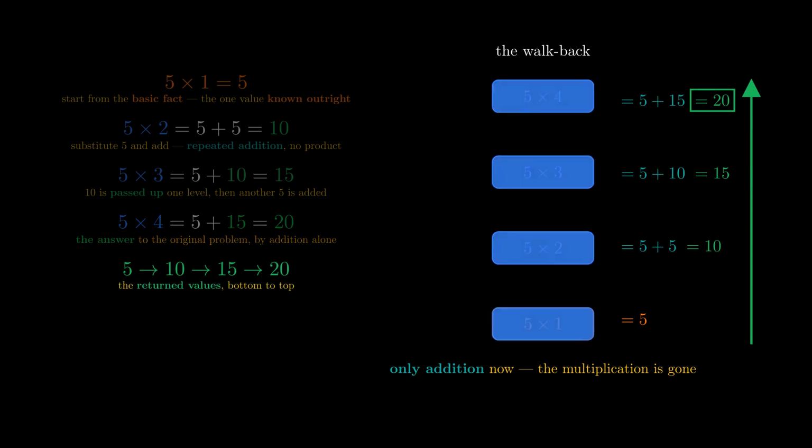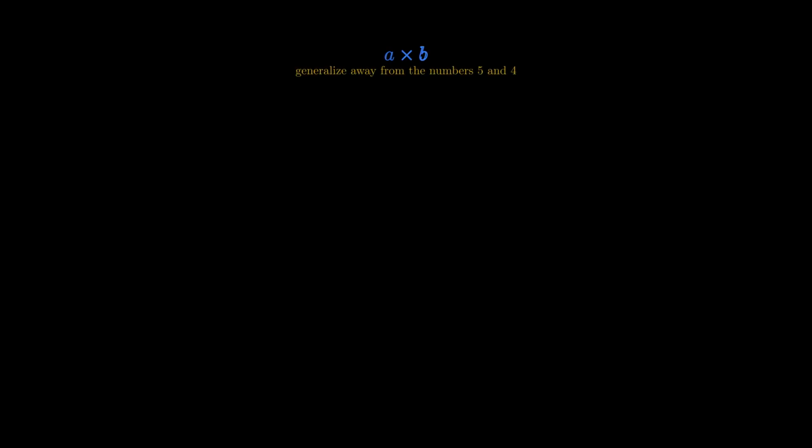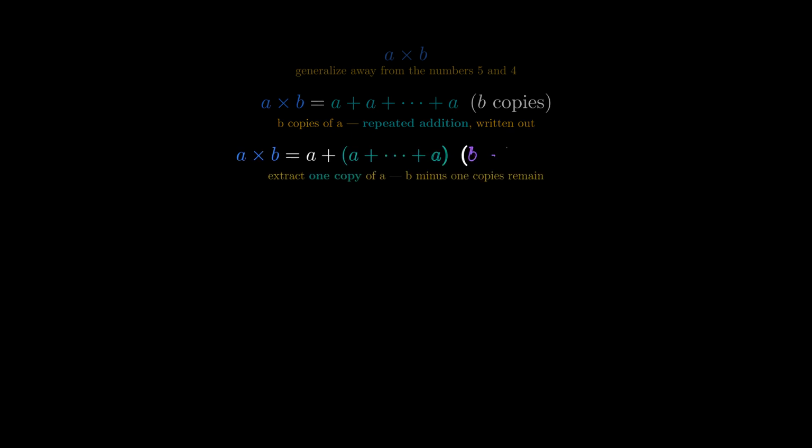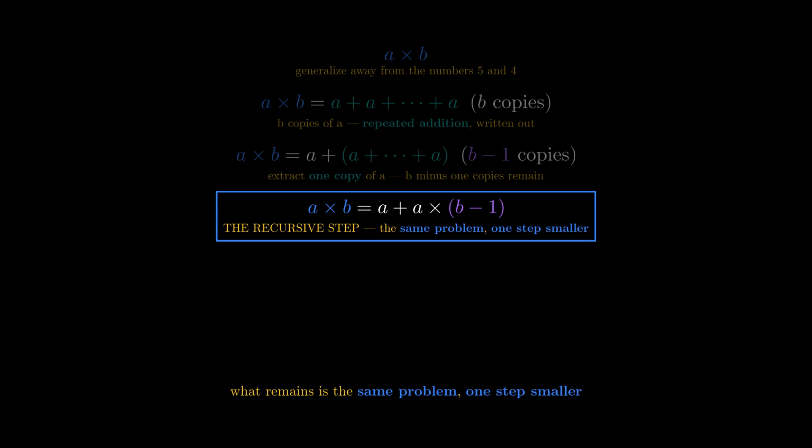At every level, we solved a very similar problem, just slightly changed, multiplying 5 by 1 less than the level above. Generalize from 5 and 4 to any A and B. The product A times B means the sum of B copies of A, written out as one long chain of additions. Extract one copy of A exactly as we extracted a 5, and what remains is the sum of B minus 1 copies of A, which is our original problem again, multiplying A by the quantity B minus 1. So the recursive step reads, the product A times B equals A plus A times B minus 1.